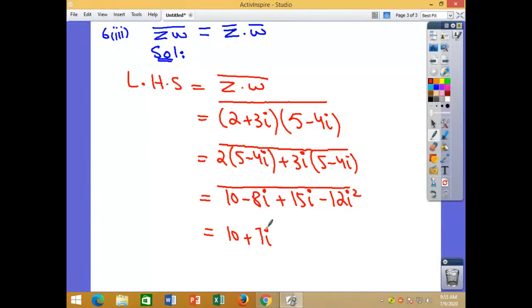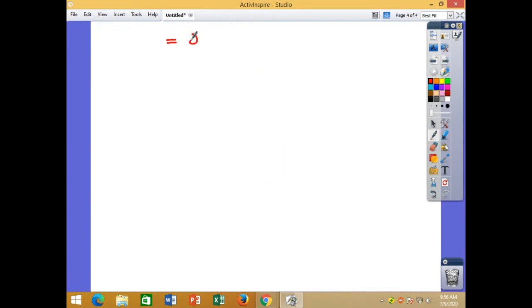This 15 iota and this minus 8 iota becomes 7 iota. And what is the value of iota square? The value of iota square is negative 1. Taking the conjugate, after more simplification, (10 plus 7 iota, positive 12) whole conjugate. On the next page, we see that 10 plus 12 becomes 22 plus 7 iota conjugate. After taking the conjugate, we get 22 minus 7 iota, which we call equation number 1.